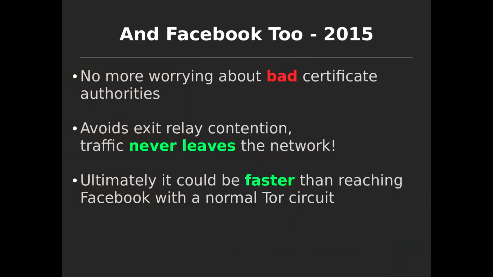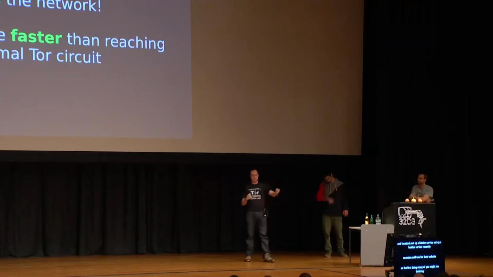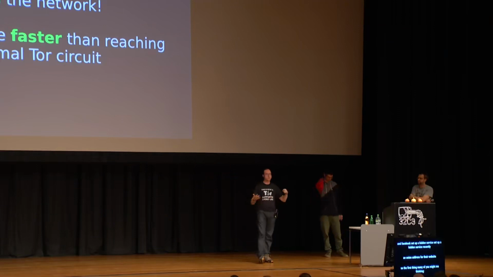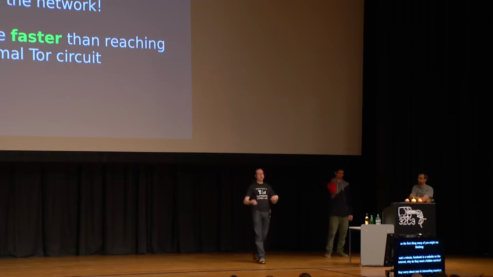So the first thing many of you might be thinking is, wait a minute, I don't understand. Facebook is a website on the internet. Why do they need a hidden service? Why do they need an onion address? So the first answer is, they worry about users in interesting countries. Say you've got a Facebook user in Turkey or Tunisia, and they try to go to Facebook, and the local DNS server lies to them and sends them somewhere else. Or Turkish Telecom, which is a certificate authority that everybody trusts, ends up pretending to be Facebook. You man in the middle them.